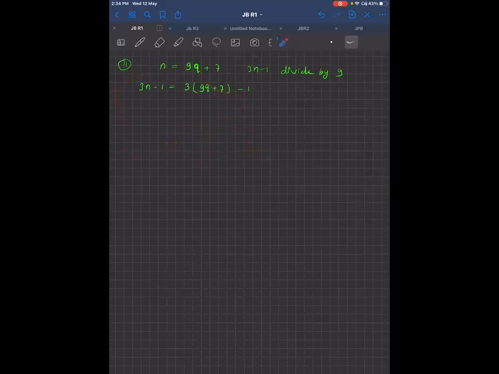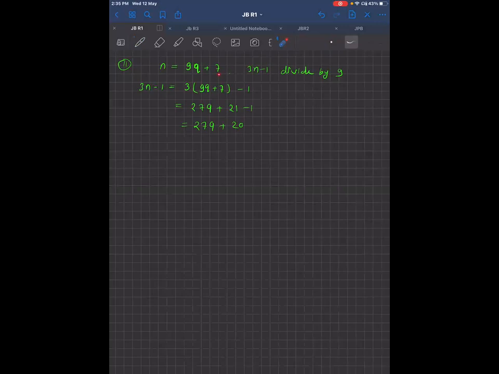Okay, now he is asking what will be the remainder when 3n minus 1 is divided by 9. So first I need to find the value of 3n minus 1. So 3 as it is, n, and then minus 1 as it is. This is the value of n. Now multiply. So 3 into 9q, 27q plus 21 minus 1. What we are getting is 27q plus 20.